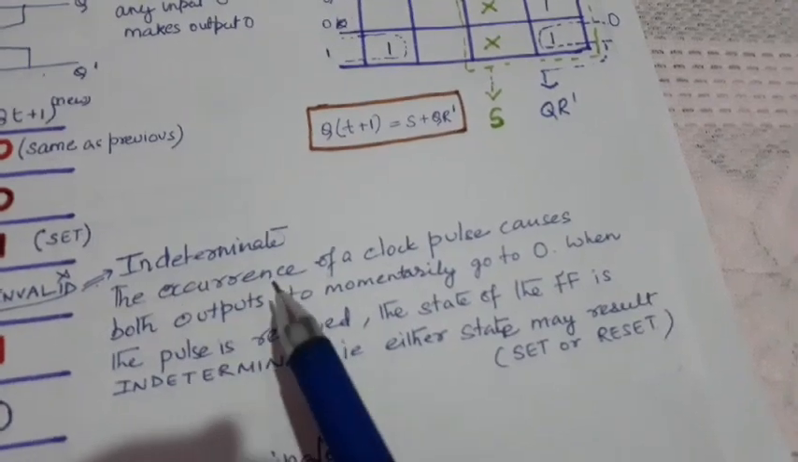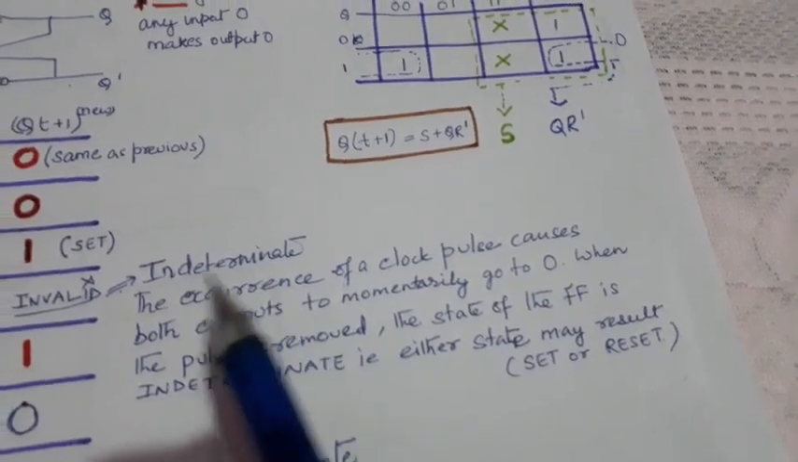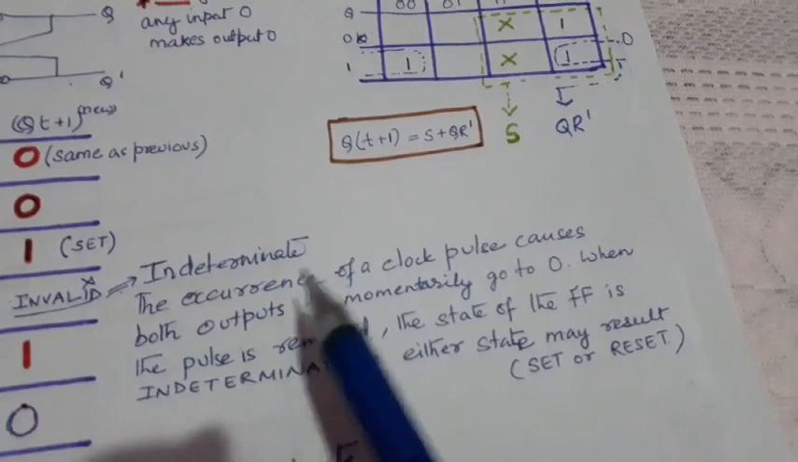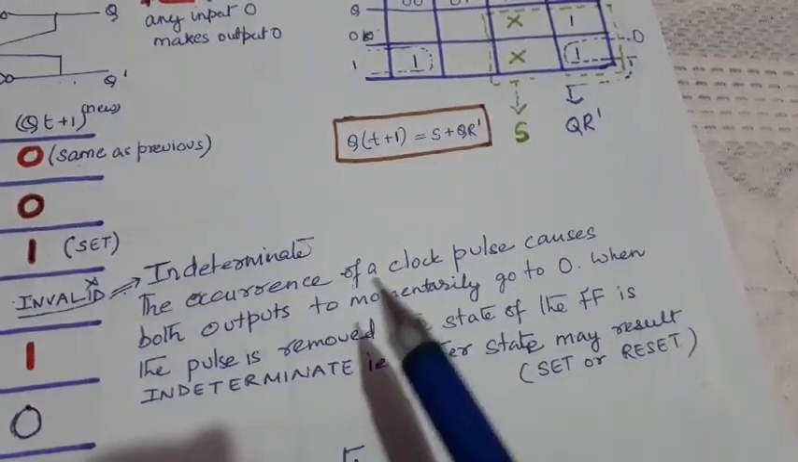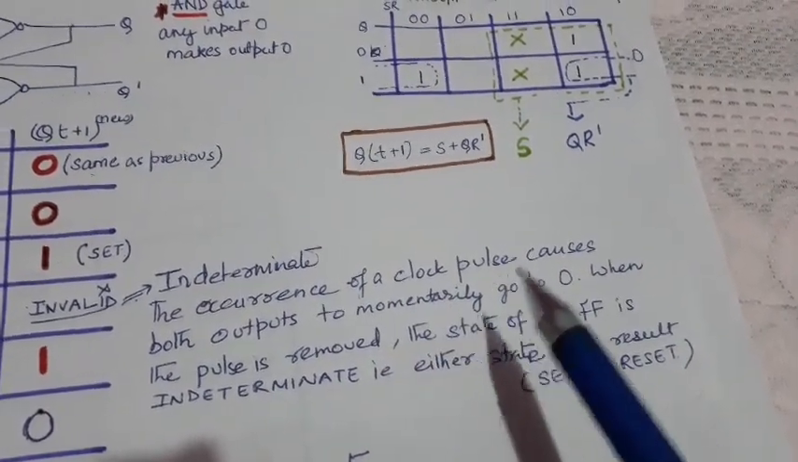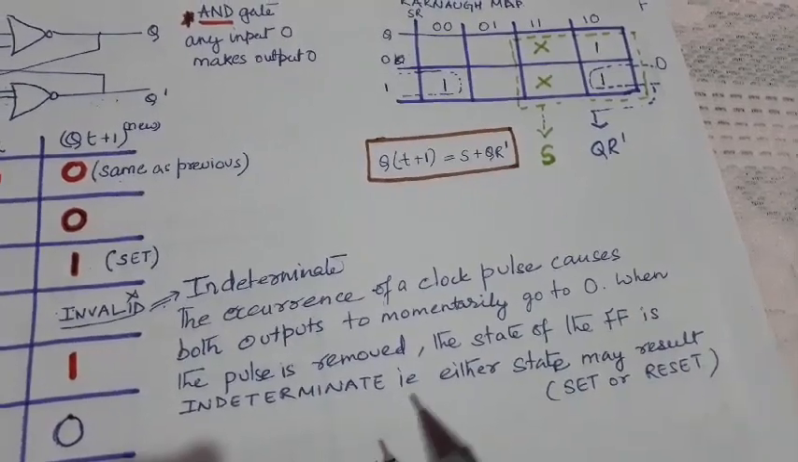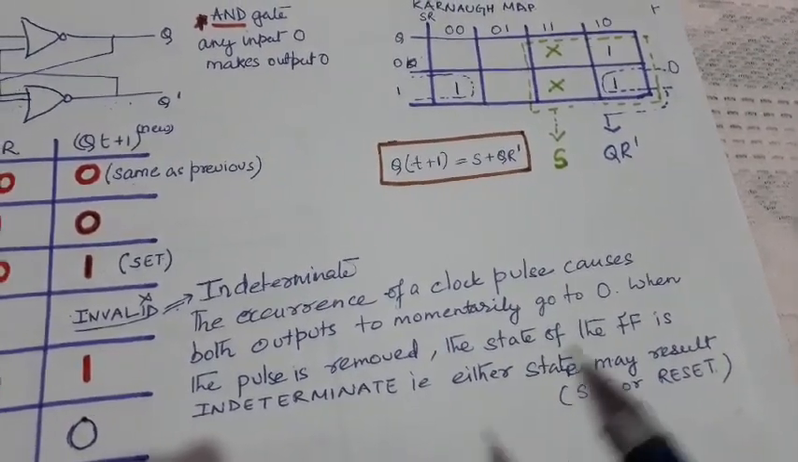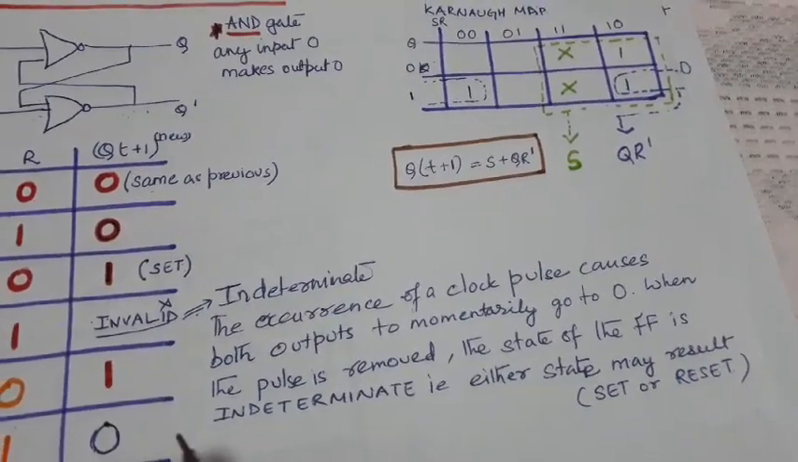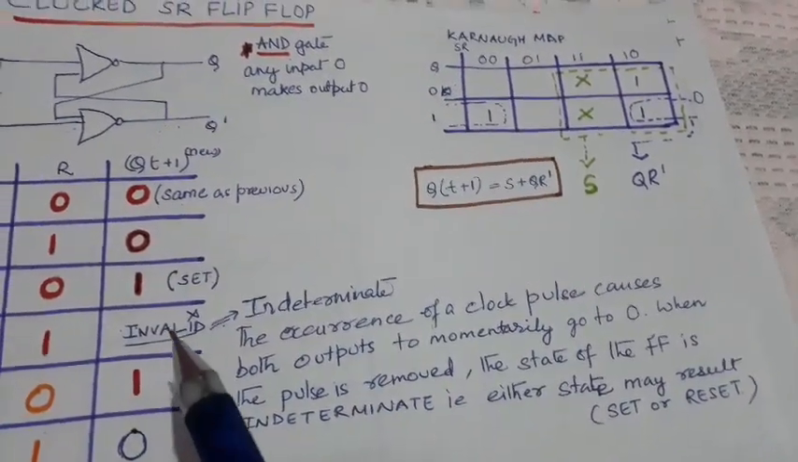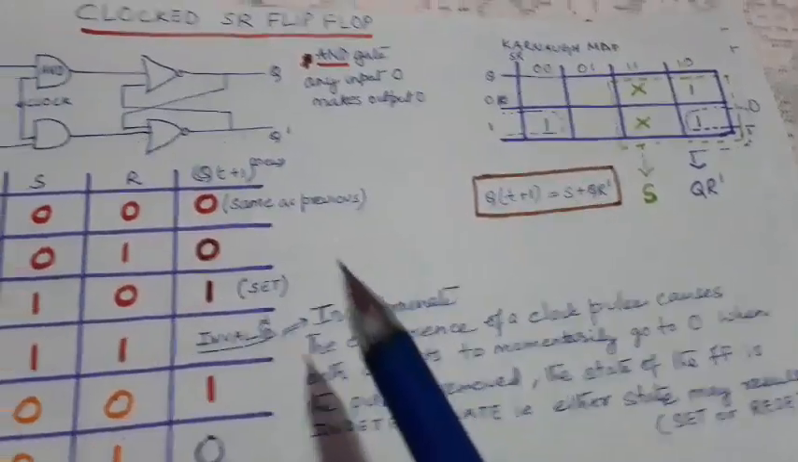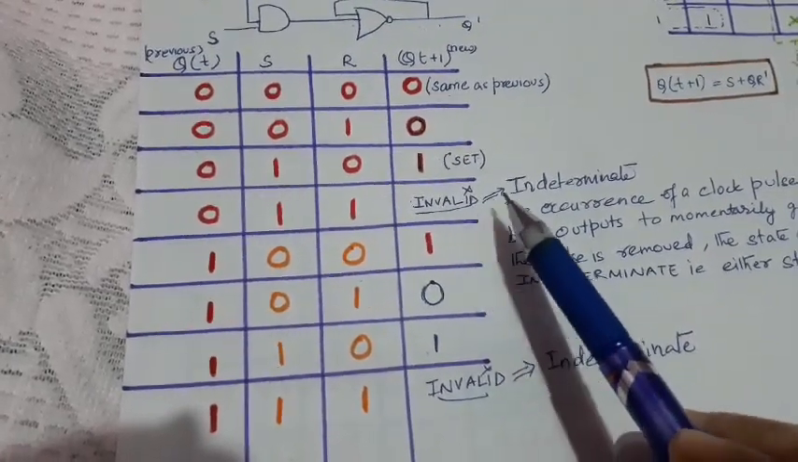Now we have the clock pulse along with these values. We say that the occurrence of clock pulse causes both outputs to momentarily go to 0 and not invalid. When the pulse is removed, the state of the flip-flop is indeterminate. That is, either it can be 1 or it can be 0, but not invalid. So now we no longer consider it as invalid, but indeterminate. Why? Because of the presence of the clock pulse. So that is how that invalid problem is taken care of.